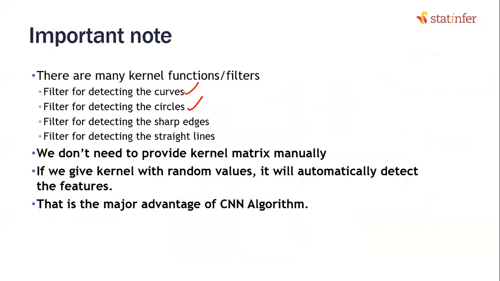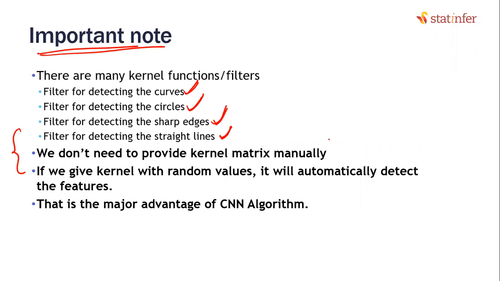So there are some kernel matrices for detecting curves, some filters for detecting circles, some filters for detecting sharp edges, and some filters for detecting straight lines. You know what the most important note here is? What is the most important note?